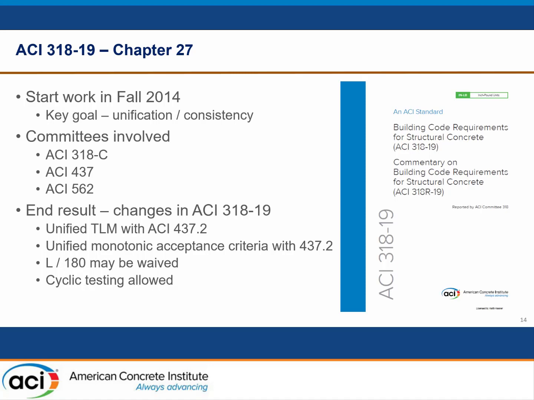We have now a consistent test load method. We changed ACI 318.19 to allow for the same test load magnitudes as 437.2, and unified the monotonic acceptance criteria. The L over 180, that little problematic thing, may be waived if the design professional doesn't think that's a problem. And now cyclic testing is allowed by reference to the procedure in ACI 437.2.